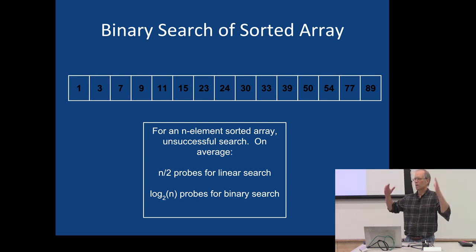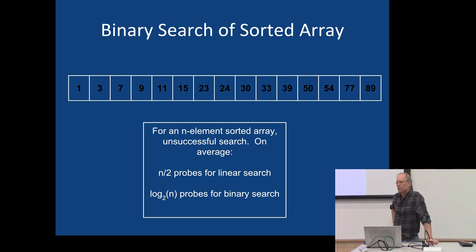Essentially every time you do a probe, you're throwing away half of what's left in the array. So you cut the array in half, you cut it in half again, you cut it in half again, you cut it in half again until you're down to 1 element. And the number of times you can divide something by 2 before you get down to 1 is the log base 2 of n.